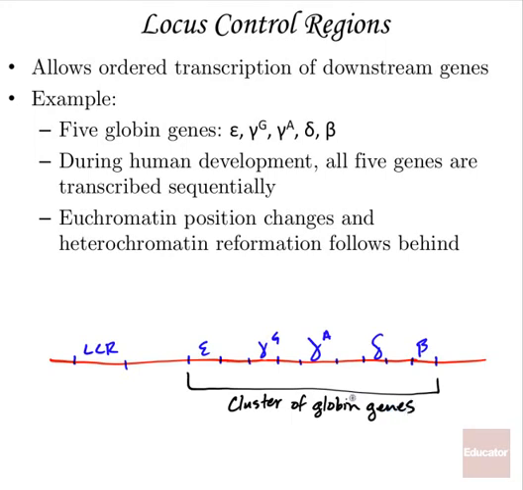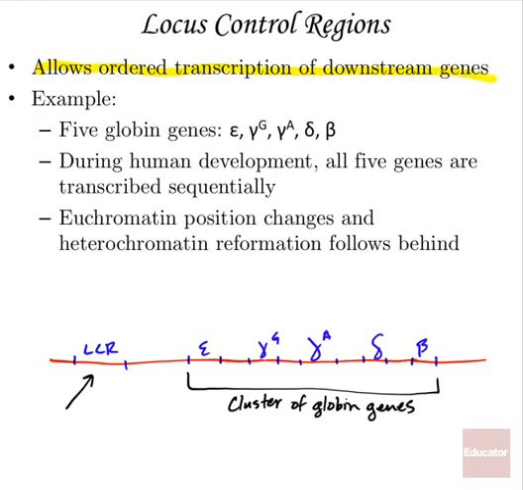So we have locus control regions, and locus control regions are just long-range regulatory elements that enhance expression of our linked genes. And this helps function in a copy number dependent manner and is actually tissue specific. So for this one, for example, this locus control region allows ordered transcription of downstream genes.